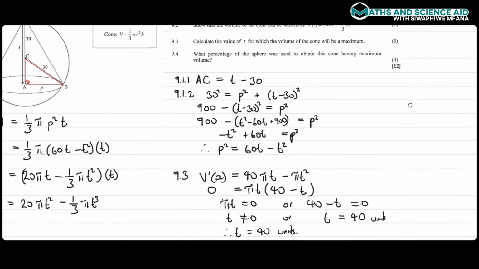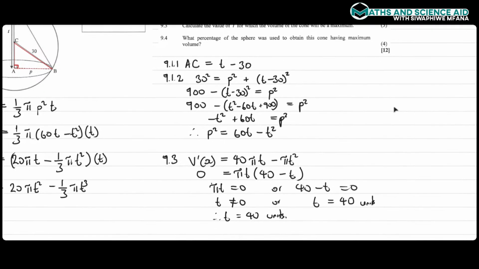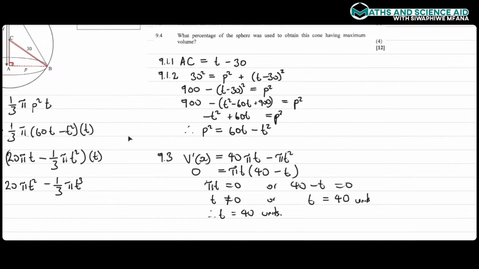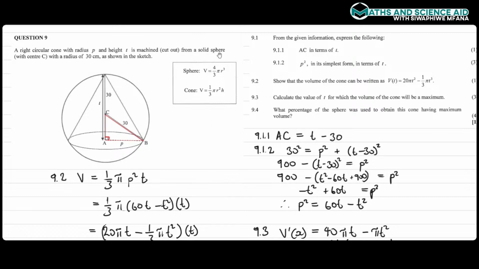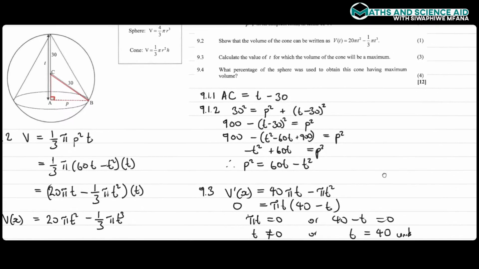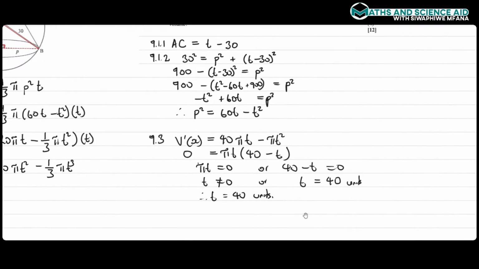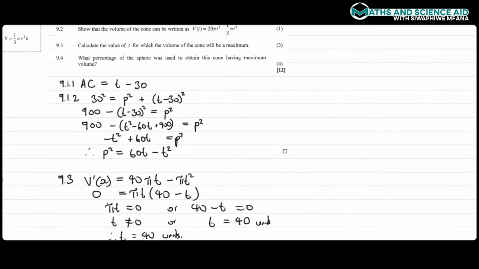Okay. And then moving on to 9.4. Now they say, what percentage of the sphere was used to obtain this cone having maximum volume? Interesting. So what percentage of the sphere? Because remember that this cone, we were told, is being cut out from a solid sphere. So the question is, what percentage of this sphere was used in order to obtain this cone which has a maximum volume? Interesting question, guys.